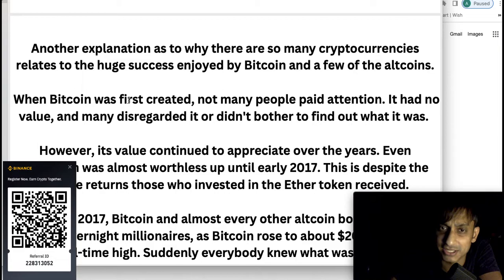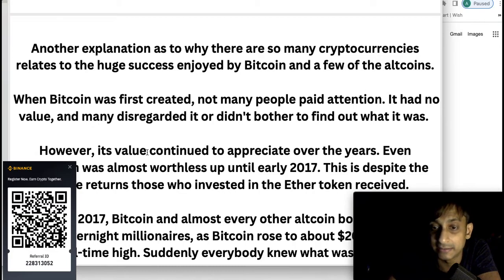Now, another explanation as to why there are so many cryptocurrencies is related to the huge success of Bitcoin. Like we already saw, millionaires being made, billionaires being made. In fact, when Bitcoin was first created, not many people paid attention. It had no value, and many disregarded it and didn't bother to find out what it was. However, its value continued to appreciate over the years. Even Ethereum was almost worthless up until 2017. This is despite the massive returns those who invested in the Ether token received.